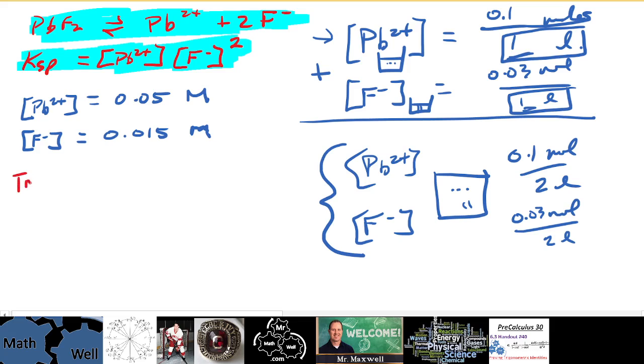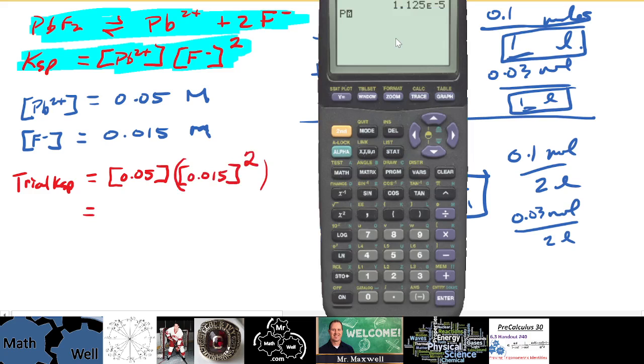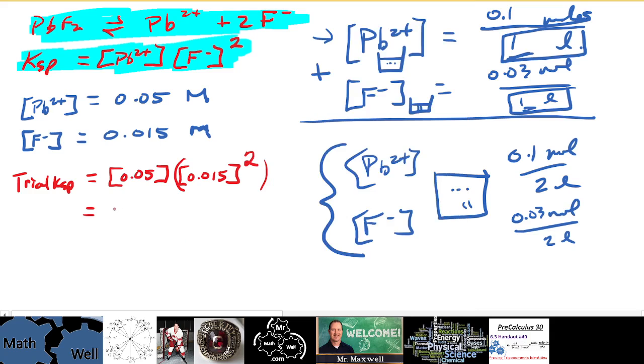So now we're going to look at our trial Ksp, or our experimental ion product. I like trial Ksp a lot, actually. It's going to be the concentration of Pb2+, 0.05, times the concentration of F-, 0.015, squared. That gives 1.125 times 10 to the negative 5. We'll keep all our decimal places as we compare.